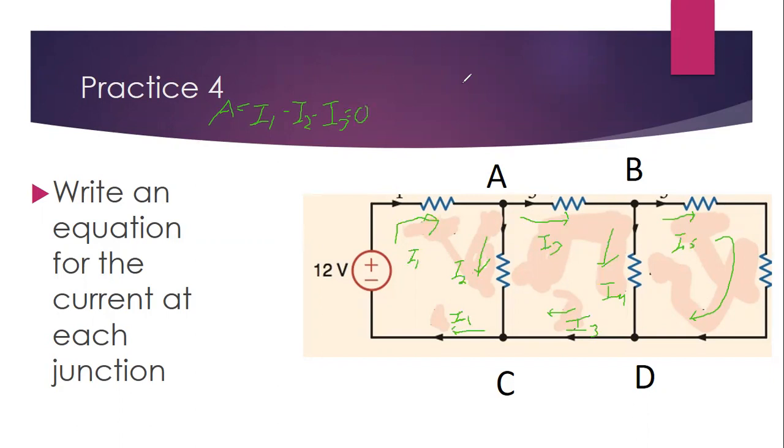Okay. At B, I3 goes in, but I4 and I5 go out.